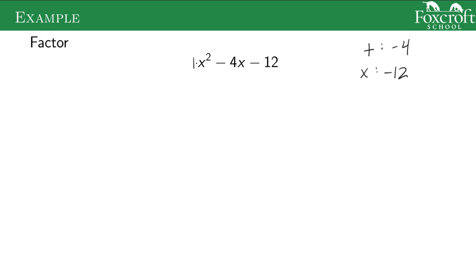All right, so what numbers multiply to give -12 and add to give -4? This would be a great time to pause the video and try to find it yourself. All right, but it's going to be -6 and +2.